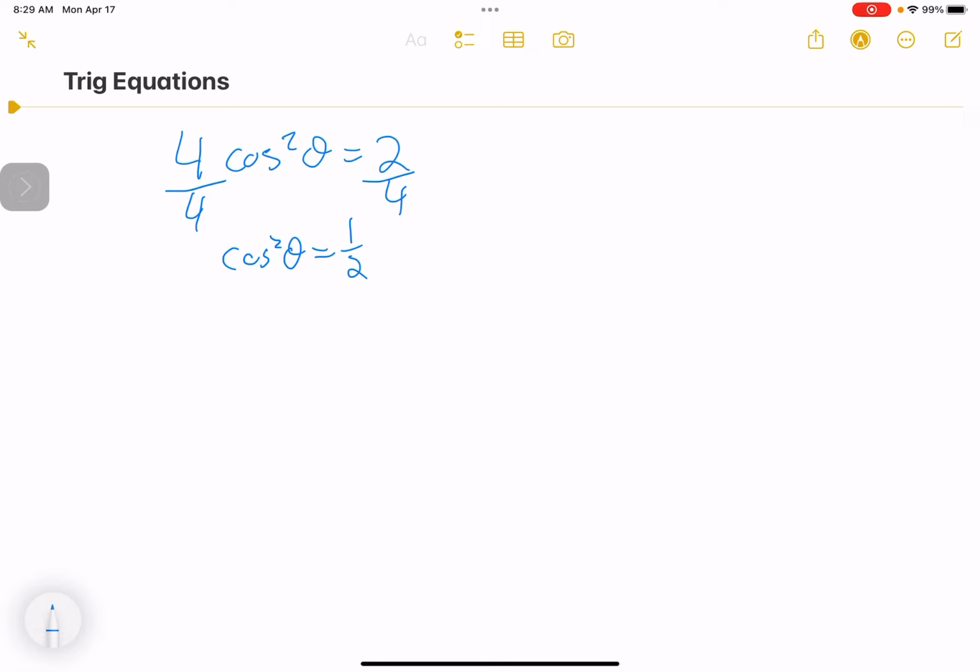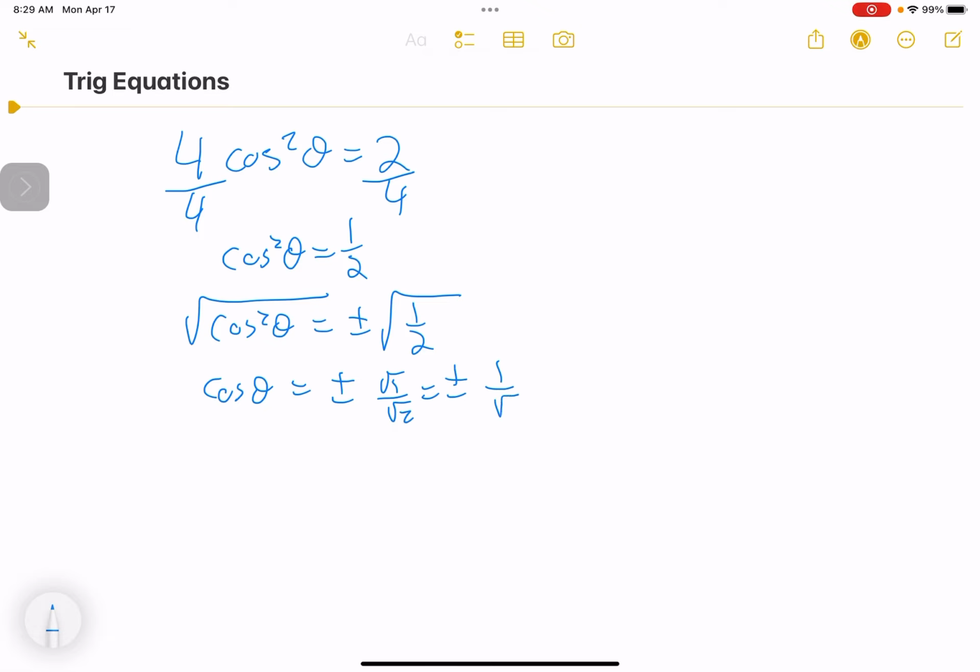So we want to get rid of the squared, so we'll take the square root of both sides. The square root of cosine squared theta is equal to plus or minus the square root of 1/2. We do the plus or minus because we have a variable that we are taking the square root of, so we look at both the positive and the negative of the constant term. So this is cosine of theta equals plus or minus, and that's like saying square root of 1 over square root of 2, which is plus or minus 1 over the square root of 2.